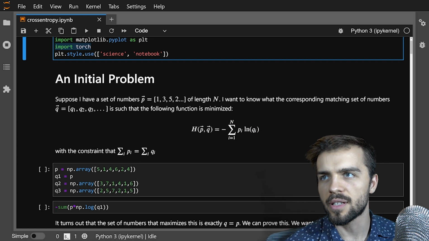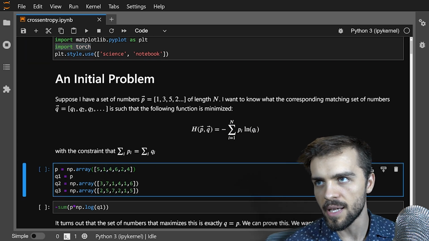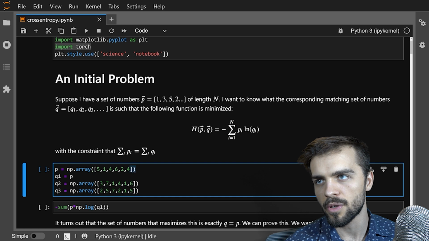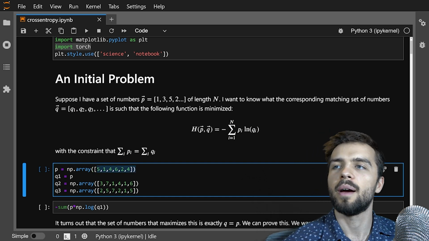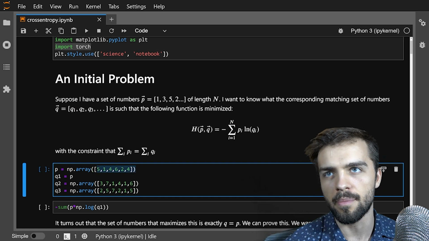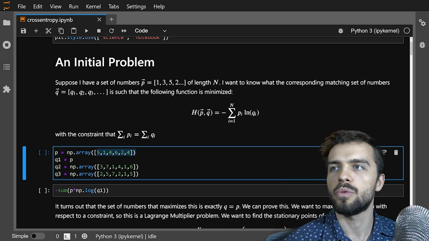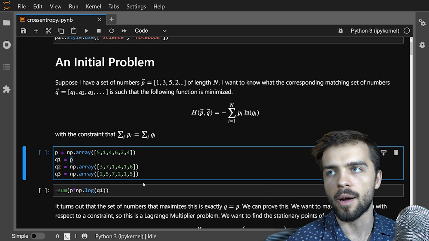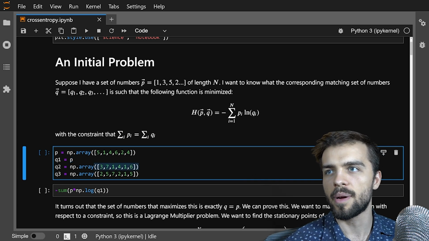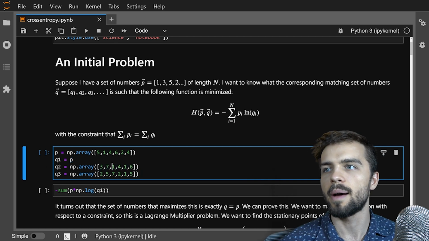And so, for example, here's a sample array here. P, it's just 5, 1, 4, 6, 2, 4. It's just an array of 6 numbers. And we'll try out a few different arrays and see which one makes this function here as small as possible. So we'll try P itself. Of course, that's one option. And then I'll try some other arrays here with other values. And let's see what happens.